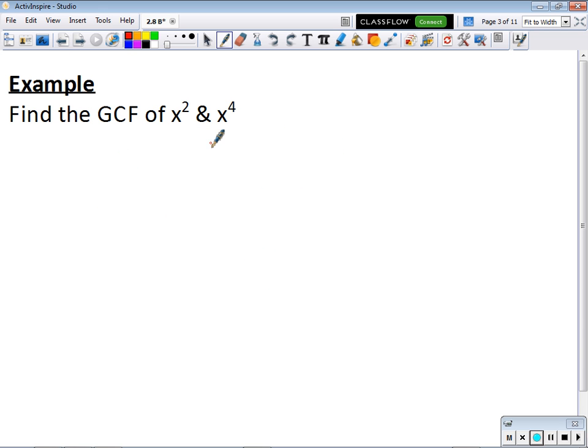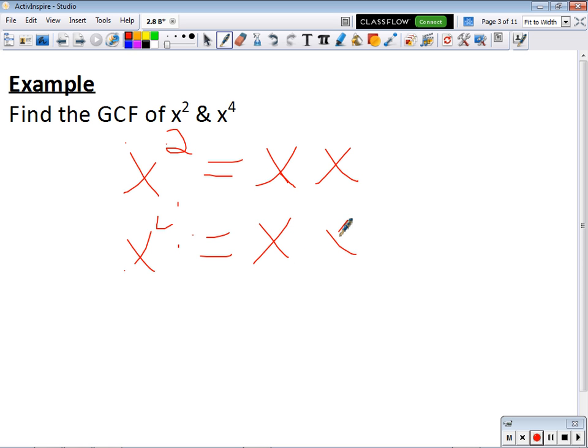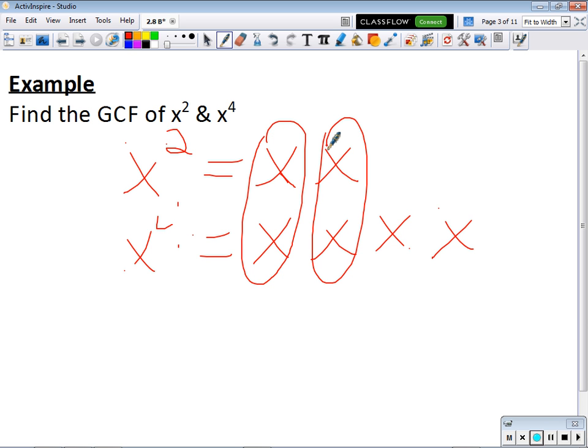So if we have variables, what we're looking at is what they have in common. If I take x squared and x to the fourth and rewrite these without exponents, remember x squared would be x times x, and x to the fourth would be x times itself 4 times. And what I'm looking for here is what they have in common. If you notice, they have a set of x's in common, and they also have another set of x's in common. Since there are two pairs of x's that they have in common, we would say the greatest common factor for this would be x squared. So you have something like that for the variables.